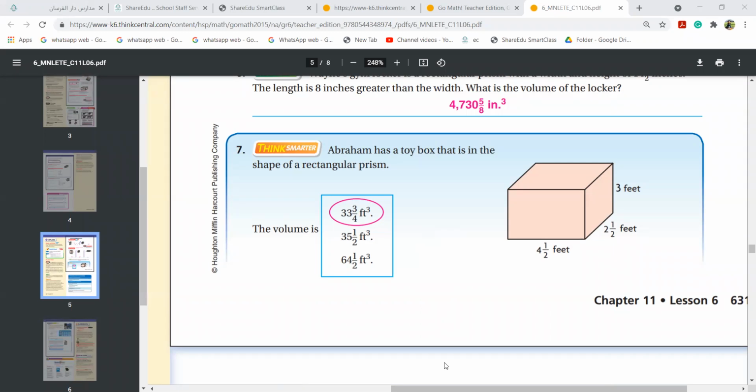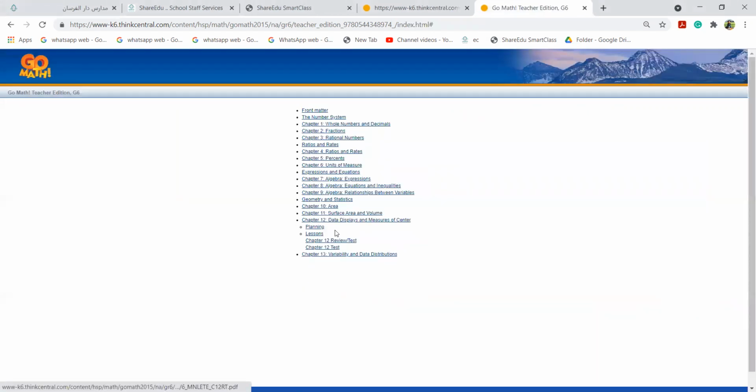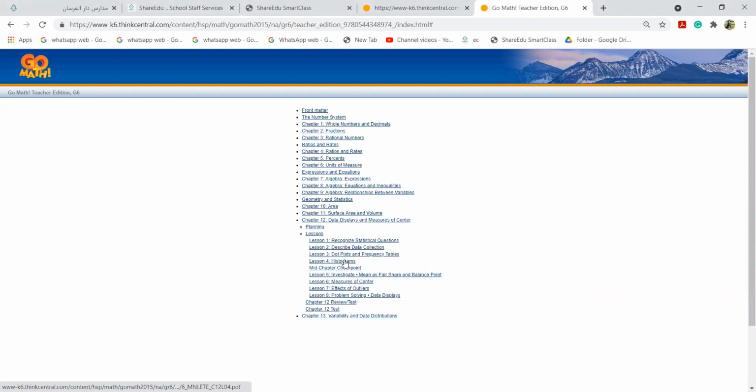And then next, I will start with dot plots and frequency. I will take any lesson from before and I will inform you tomorrow. Okay? Okay, Miss. Now I will directly go to unit 12. That is data analysis, and I'll do 12.3.